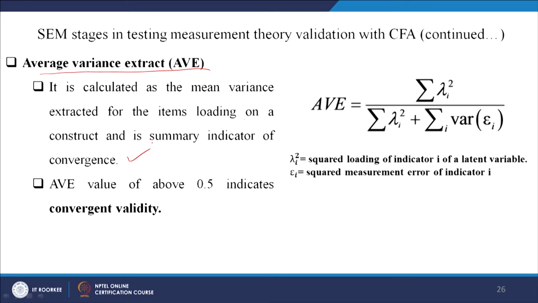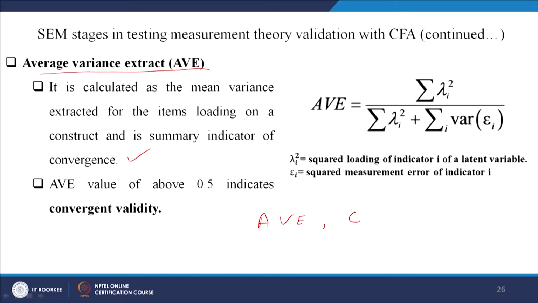So while checking for convergent and discriminant validity, there are two terms which are very important. One is the average variance extracted, and the other is composite reliability. These two indicators are very important to measure, and they help you in the convergent and discriminant validity. Now, let us see what it is and how it is helpful.